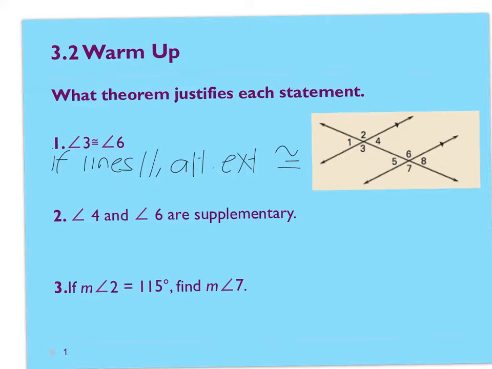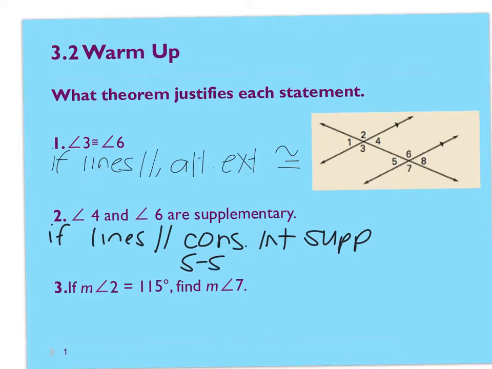Here's your rain. All right, 2, 4, and 6 would be what? Consecutive interior, same side interior, okay? Again, I could write it as if lines parallel, consecutive interior, supplementary. Or same side interior, supplementary. Or you can call it consecutive interior angles, and this is the postulate, right? No, corresponding is postulate.